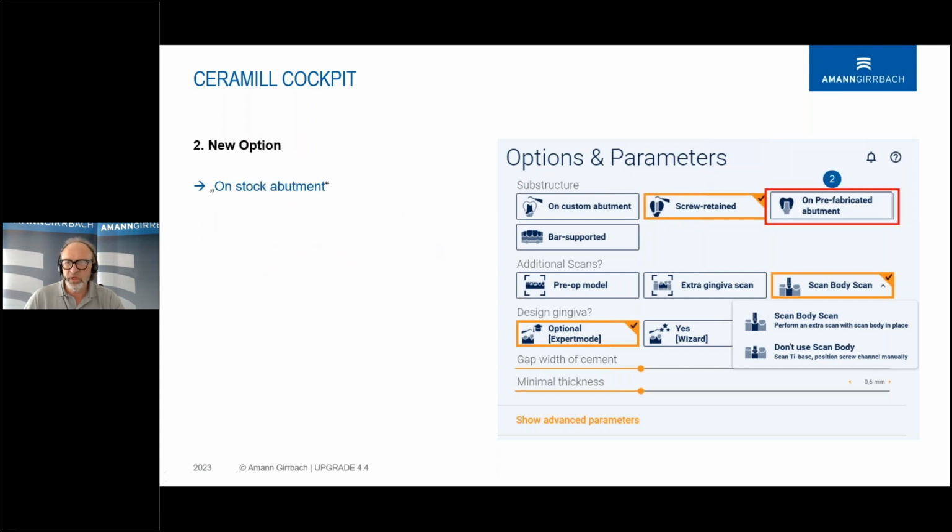On prefabricated abutment, I will come to that. This is more or less a stock abutment. What does it mean? It's a prefabricated abutment. The dentist screws it directly into the implant, and this is then more or less the die where you make the construction on it. There are not too many cases where dentists use this kind of abutment, but if you use it, then you can select it in the software as well.